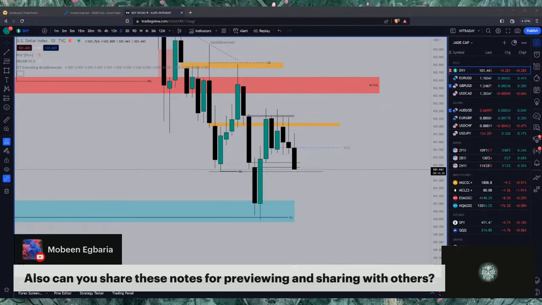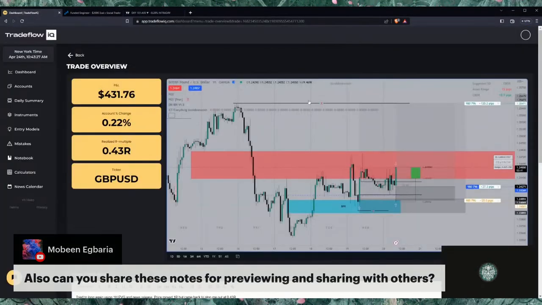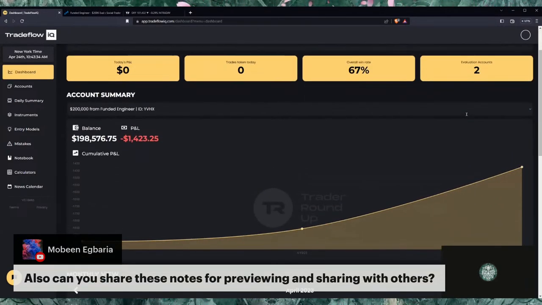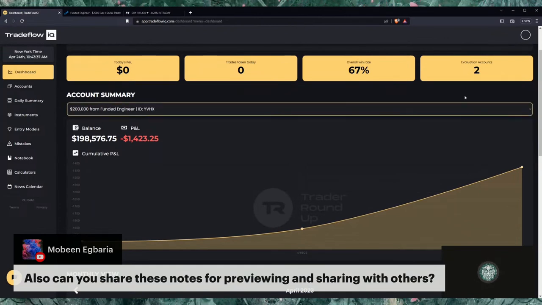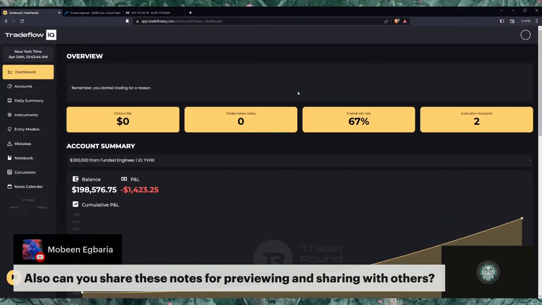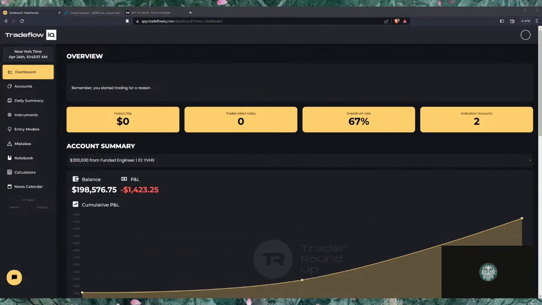Share these notes for previewing and sharing with others. As far as what the trade journal will mean, I think that's what you mean. Maybe sharing these notes. I'll have to see if there's a function. But what we're trying to do is provide coaching services on the back end. We're going to be collecting the data and hopefully providing you guys with feedback, whether it's in the form of AI using data that we've collected, or one of us on the other end analyzing your data, helping you guys out. And that's part of a deeper mentorship package that we have in the works.